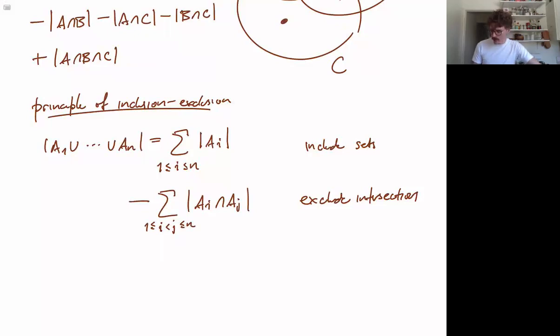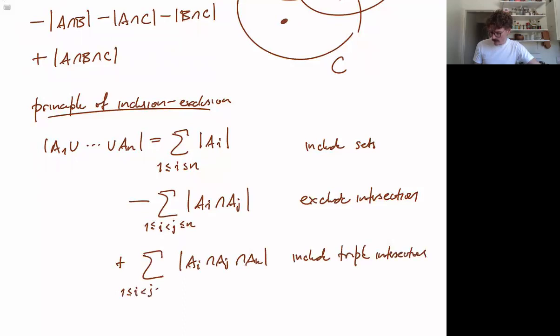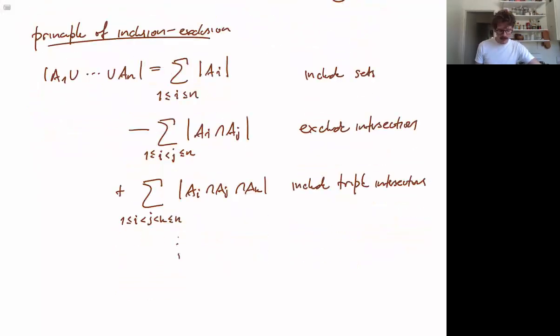And then we want to add back the triple intersections. So include triple intersections. And in this case, we want 1 less than or equal to i, less than j, less than k, less than or equal to n. And so on and so forth, until finally we get to plus or minus 1 to the n times the n-fold intersection of all the sets. So you see before you the full principle of inclusion-exclusion.